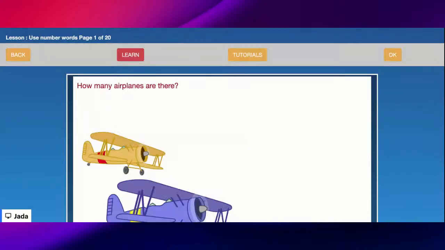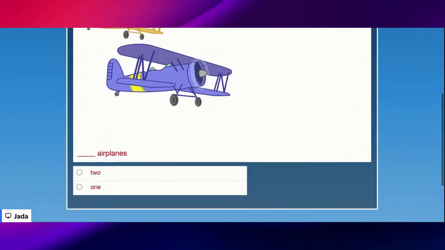So how many airplanes are there? Send in your answers. You choose one, two, three, four, five. So choose your correct option and send me the answer.